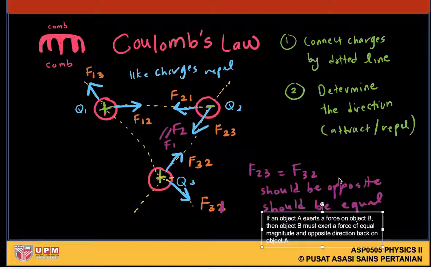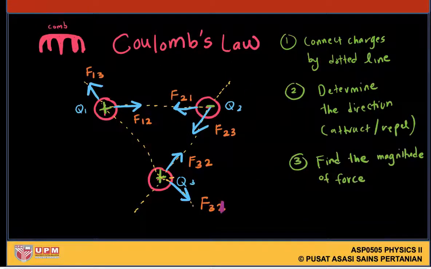So first thing first, we have to draw a dotted line connecting the charges. Second, we determine the direction of the forces. What is the next step? The next step is finding the magnitude of the force. We know that the magnitude of an electric force is given by Coulomb's law equation, which is F equals k Q1 Q2 over R12 squared.